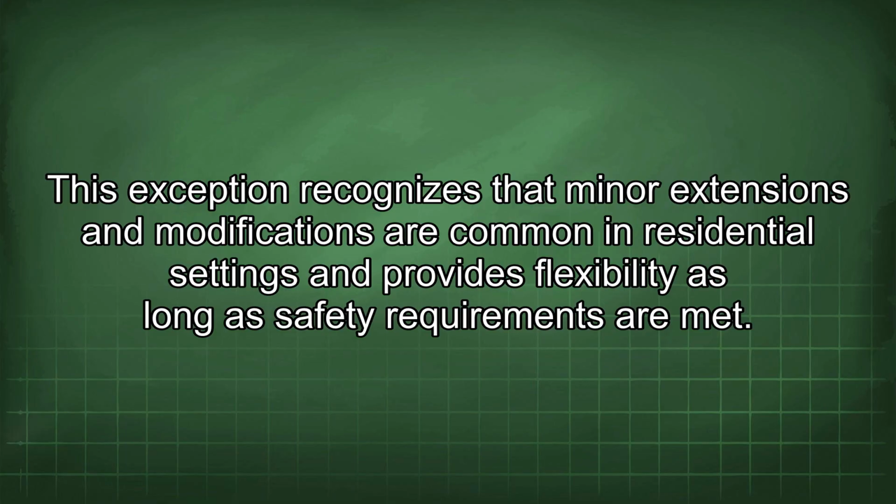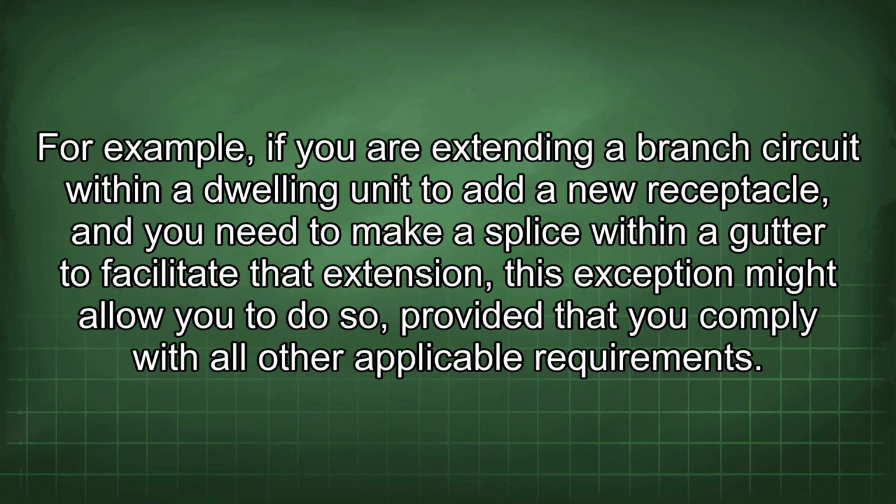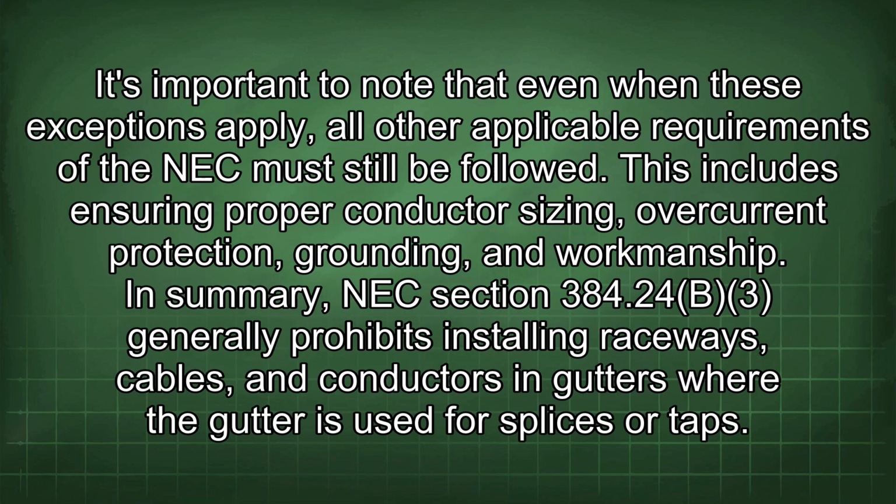For example, if you are extending a branch circuit within a dwelling unit to add a new receptacle, and you need to make a splice within a gutter to facilitate that extension, this exception might allow you to do so, provided that you comply with all other applicable requirements. It's important to note that even when these exceptions apply, all other applicable requirements of the NEC must still be followed. This includes ensuring proper conductor sizing, overcurrent protection, grounding, and workmanship.